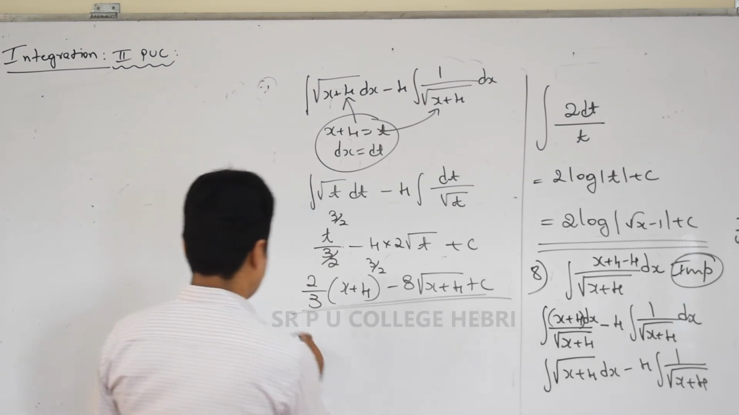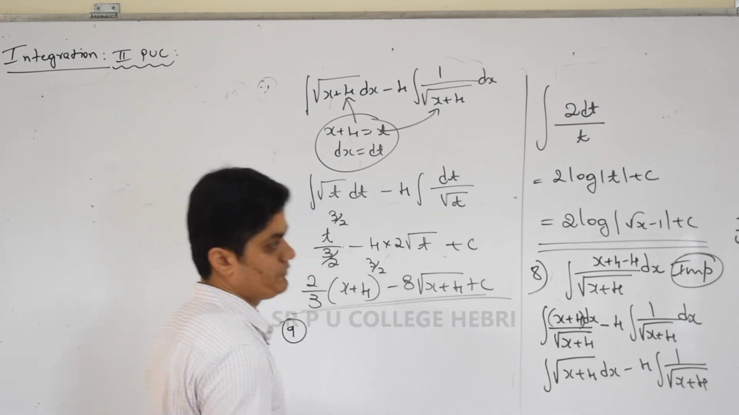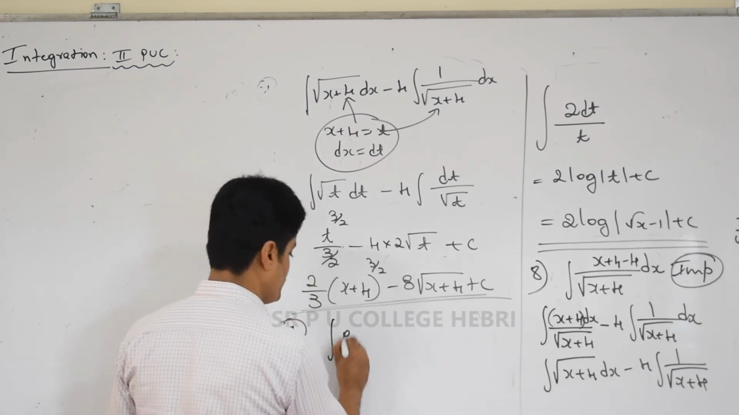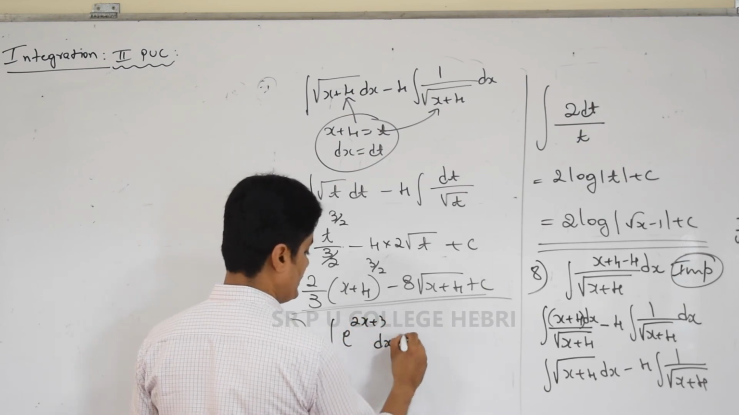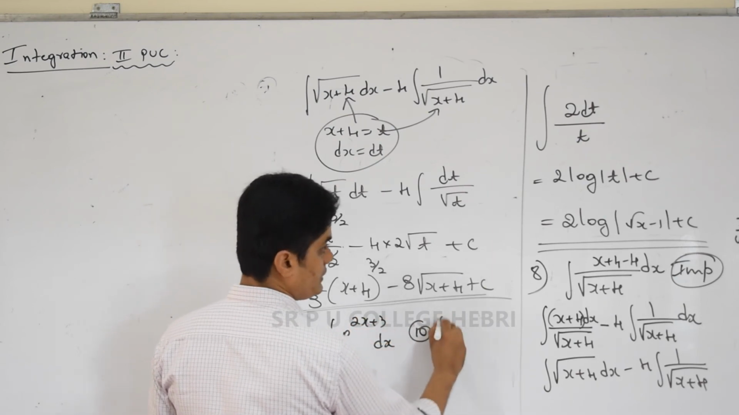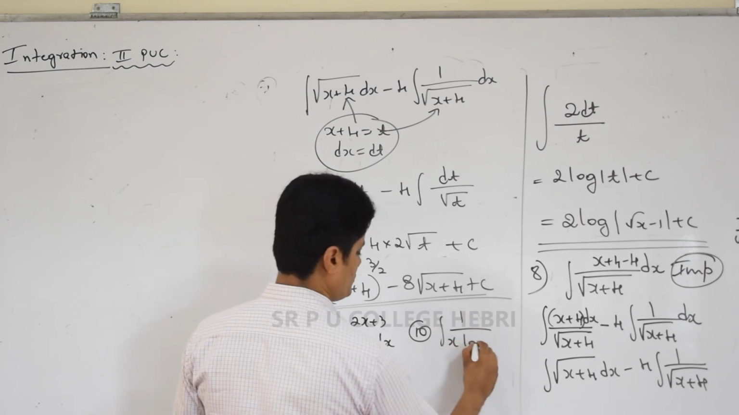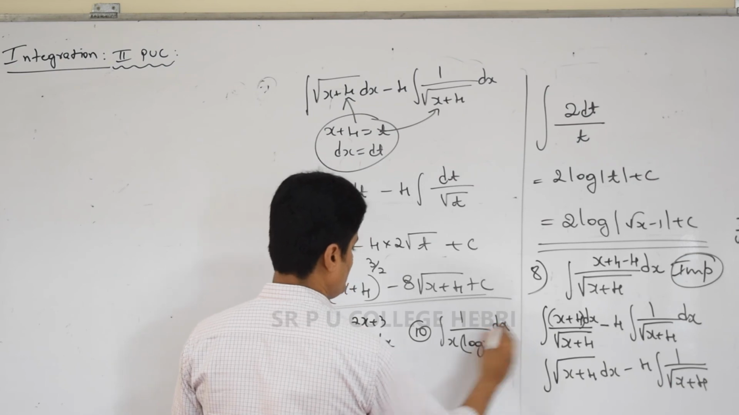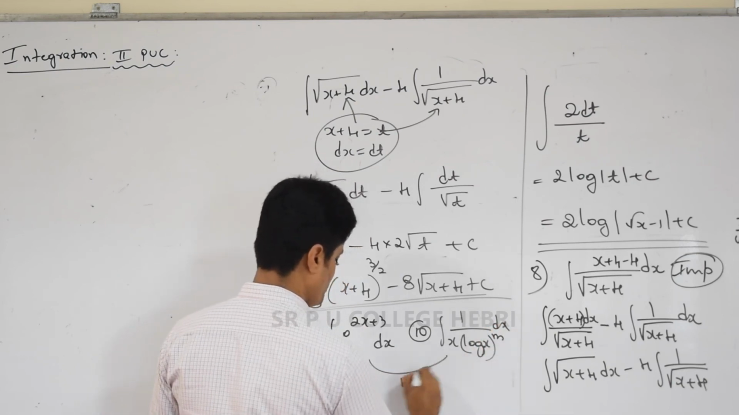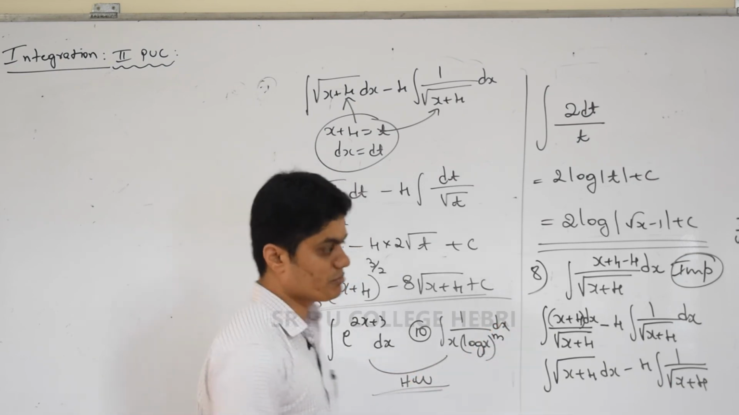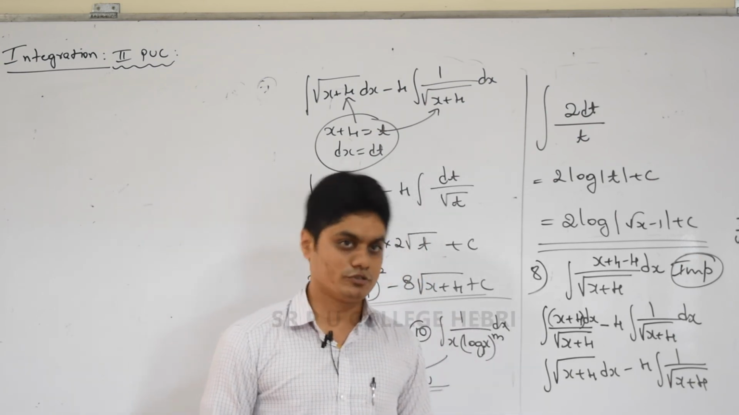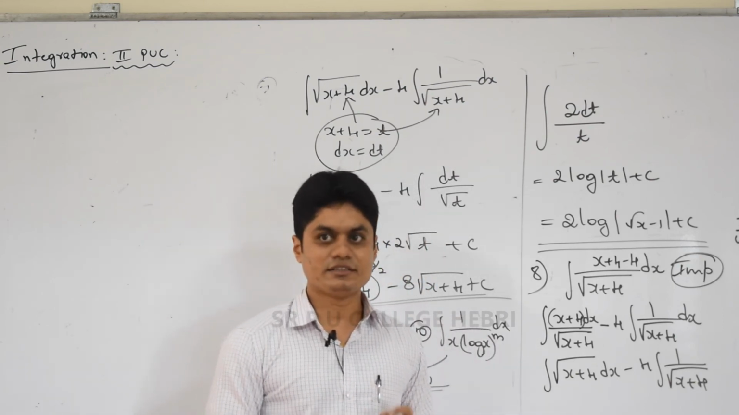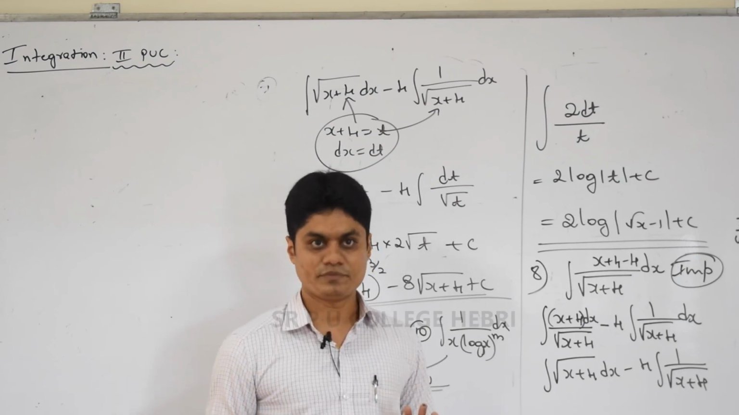Now I'll give you 2 more problems for homework. Simple problems I am giving, don't worry. The 9th is integration of e power 2x plus 3 dx, and the 10th one is 1 by x into log x, whole to the power m. Both are homework problems. So out of 10 problems, 6 problems we solved, and 4 problems you have to work out. Suppose you don't get them, don't worry, you can ask me at any time.